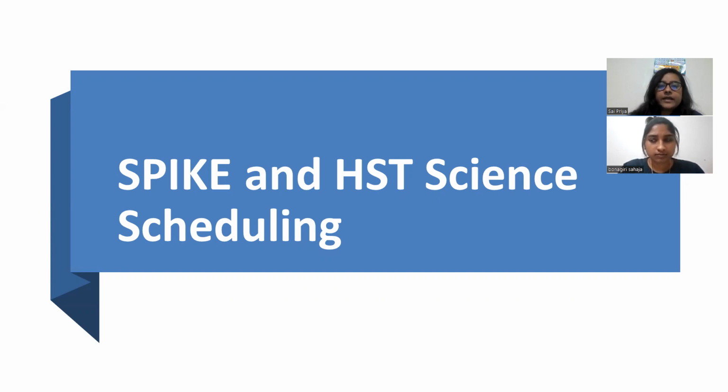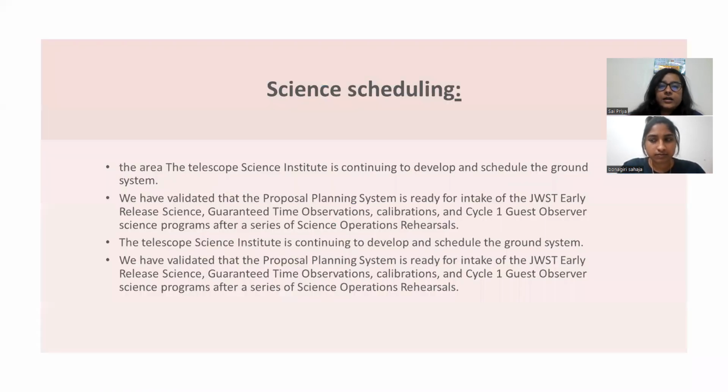The topic is SPIKE and HST science scheduling. This is science scheduling. The telescope's low Earth orbit environment causes the majority of its operational constraints, and potential targets are only visible for a portion of each orbit, because of the availability of Earth and its limitations. There are also constraints imposed by thermal and power conservation, which limit the satellite's allowed attitude at different times of the year.